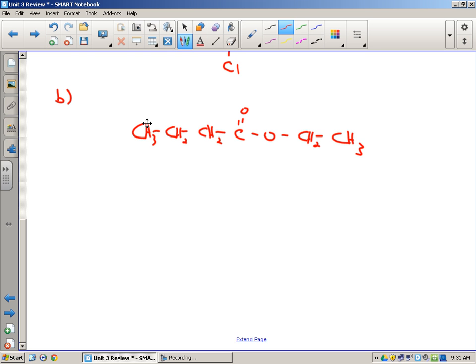Hexane-2,3-diol. So let's see. Hexane. That's 6 carbons, and 2,3-diol is what you need to have there. And then, of course, 3 there. 1, 2, and 3. Hexane-2,3-diol.